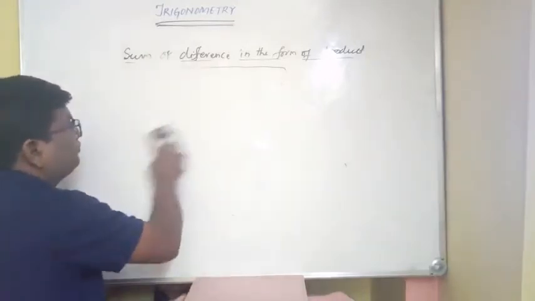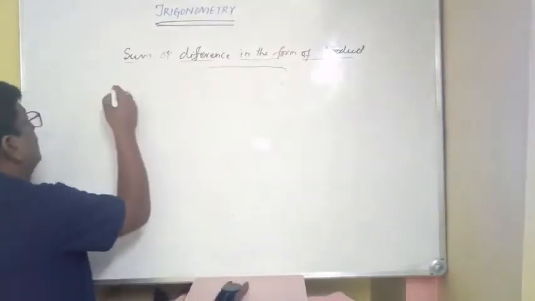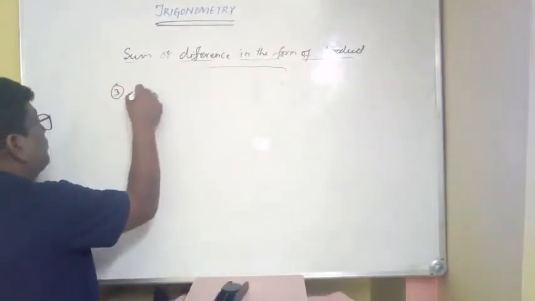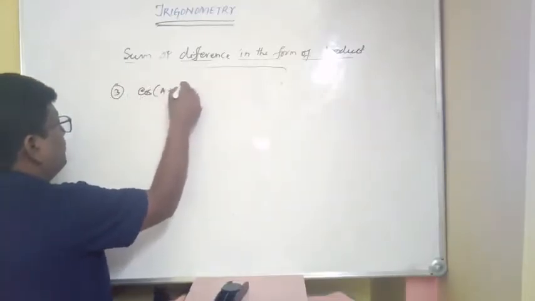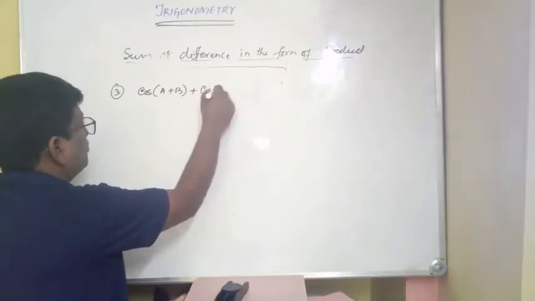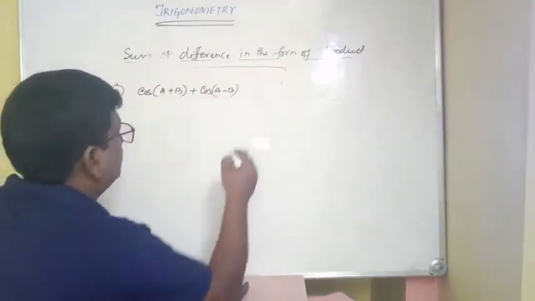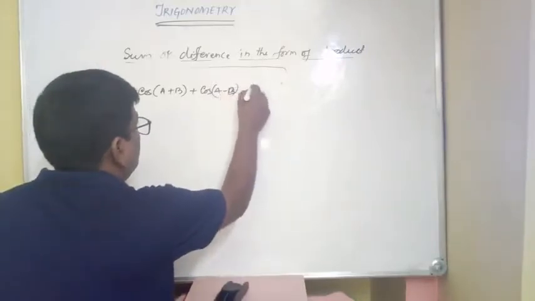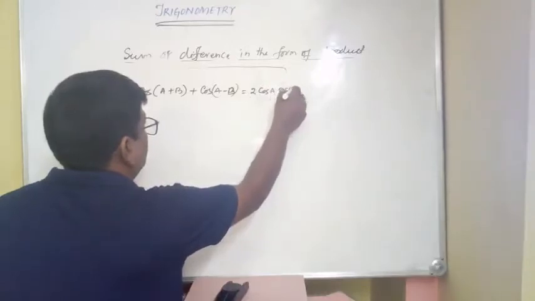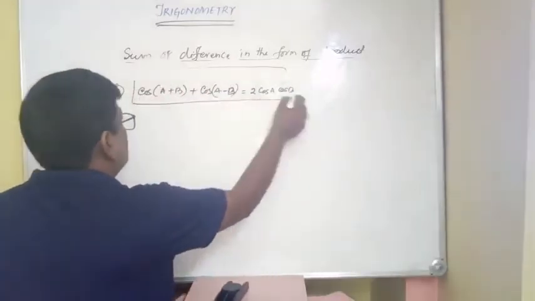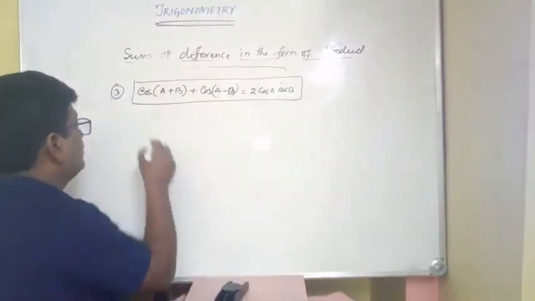Now formula number 3. Cos(A+B) plus cos(A-B), which is equal to what? Which is equal to 2 cos A into cos B. Right?